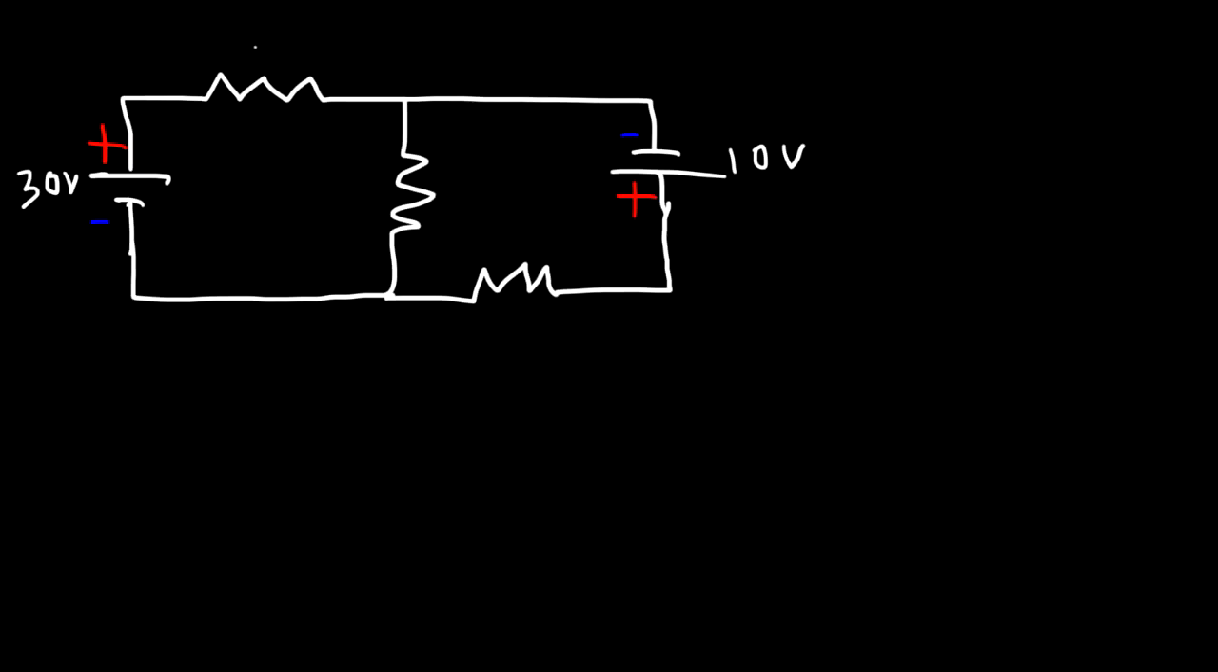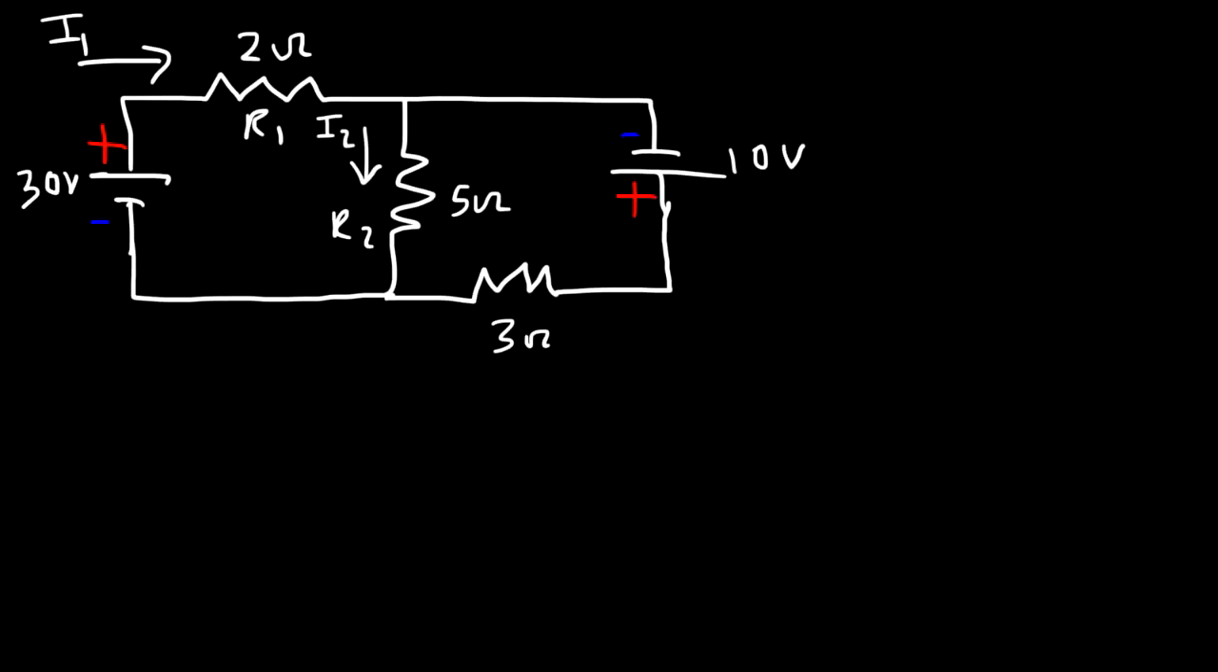Now we're going to say that this resistor is a 2 ohm resistor. We'll call it R1. And this is going to be a 5 ohm resistor, which we'll call R2. And this will be a 3 ohm resistor, and that's R3. Now once again, this current will be I1, and the current flowing through this resistor we're going to call I2. Now like before, we used to call this I3, but this time we're going to do something different.